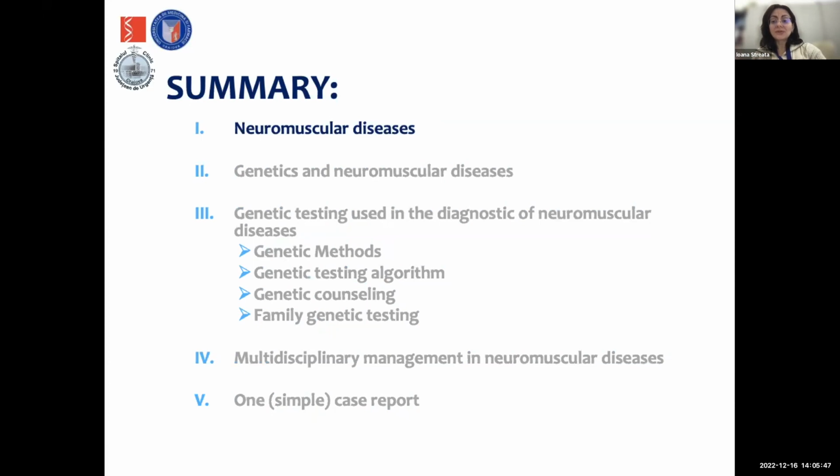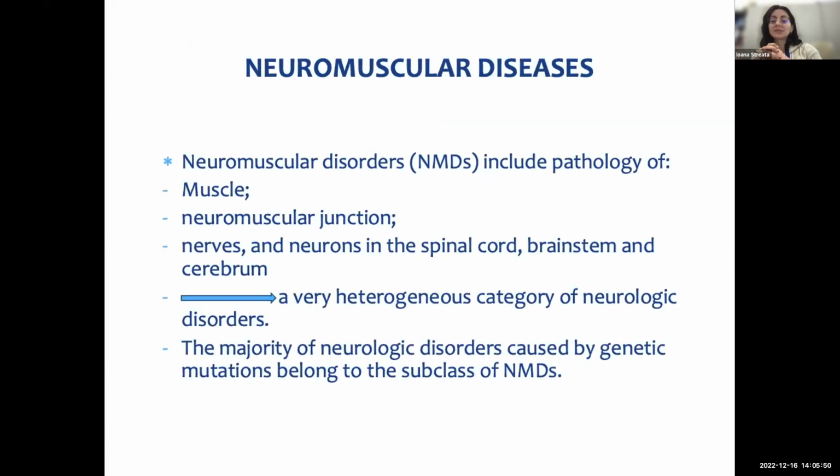So, neuromuscular diseases are disorders of muscles, neuromuscular junction, nerves, and neurons from the central nervous system, and that's why the clinical presentation of these pathologies is very heterogeneous. It's complicated. Usually, it's very complicated to give the proper clinical diagnostic and to put the proper name of the disease.